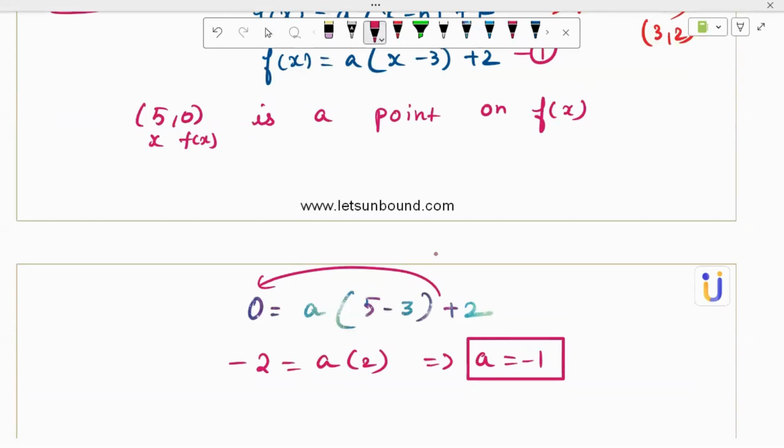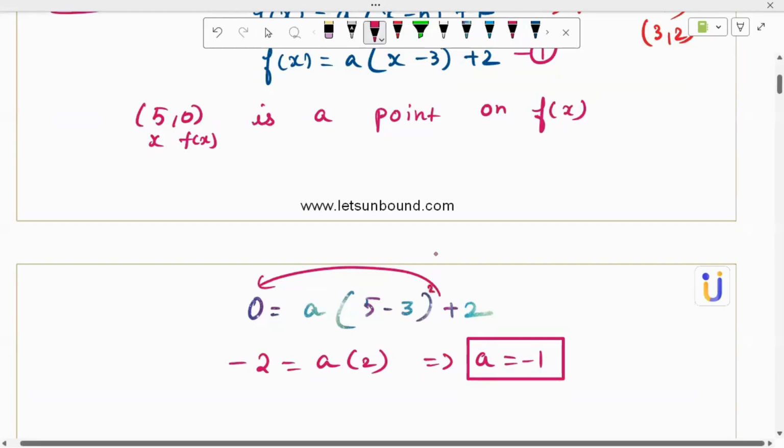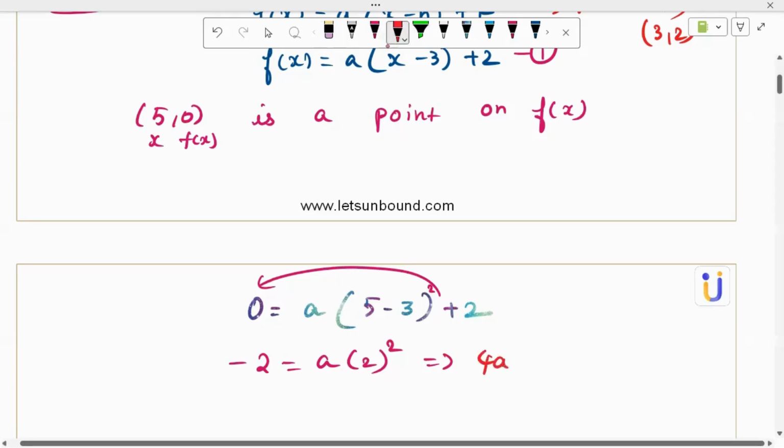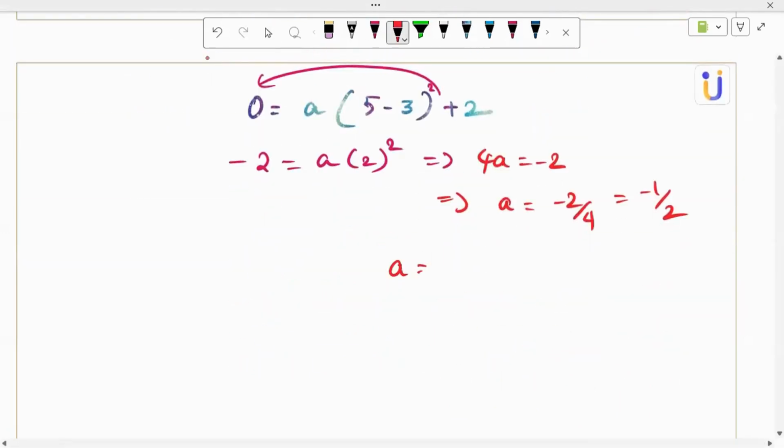Okay, I think I missed something here. 5 minus 3 the whole square. So 2 squared. Let's simplify it further. This will give us 4a equals minus 2, and this implies a is minus 2 by 4, which is minus 1 by 2. That's it. This is our a.